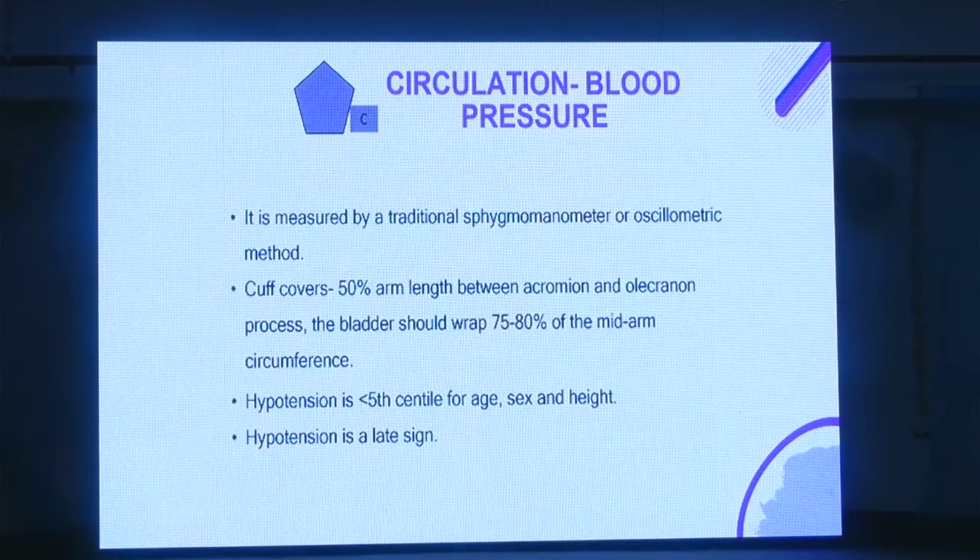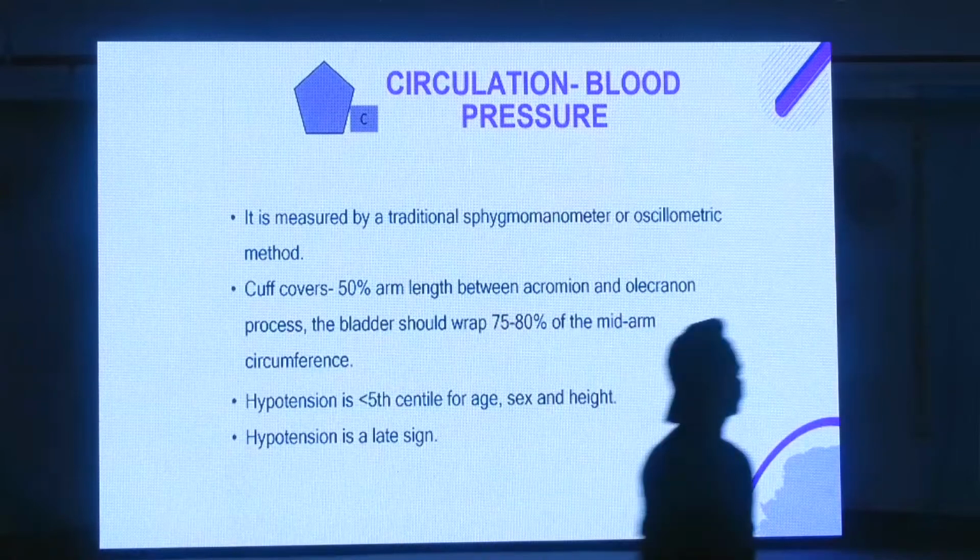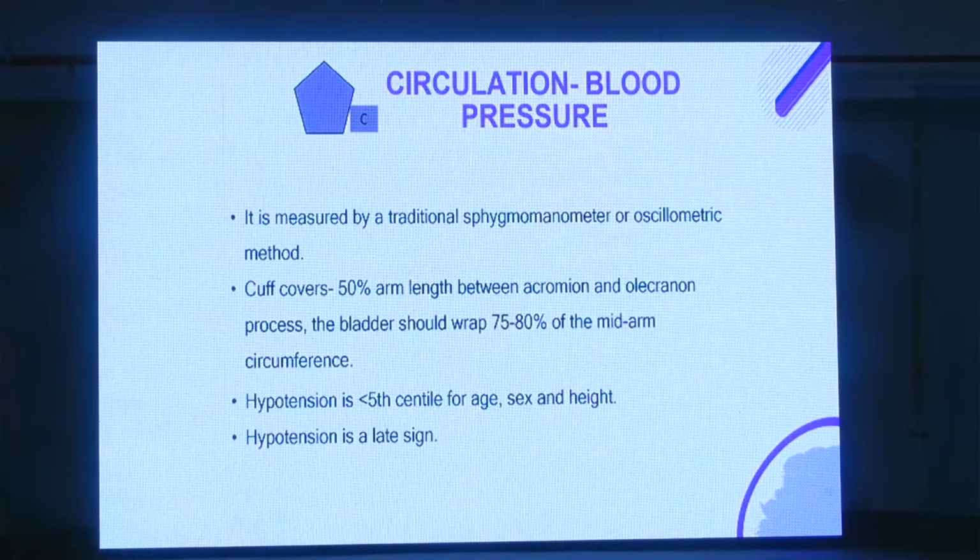The method of measuring blood pressure is by sphygmomanometer. The cuff covers around 50% of the distance from the acromial process to the olecranon, and the bladder of the BP cuff is around 70 to 80% of the mid-arm circumference. Hypertension can be diagnosed by a pressure above the 95th percentile for age, sex, and height.